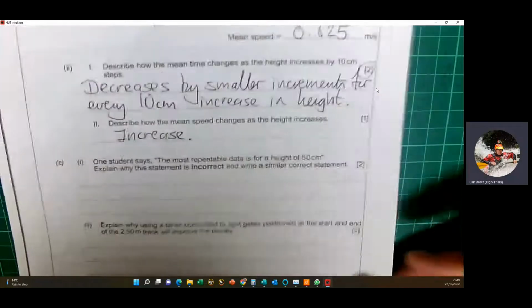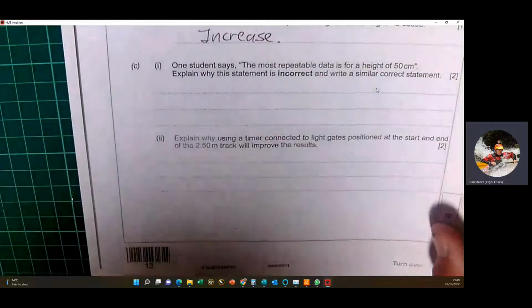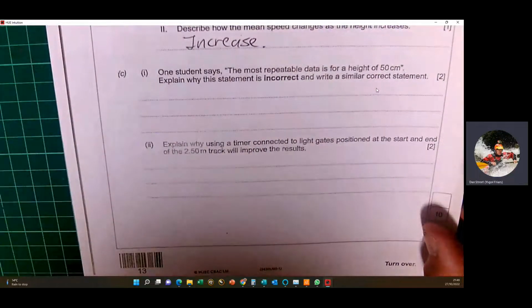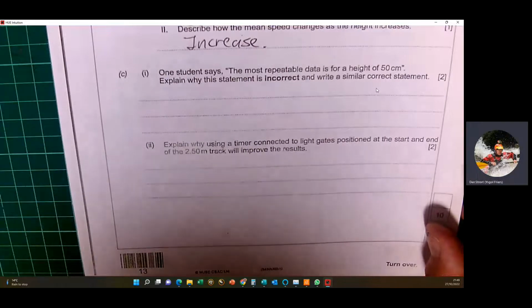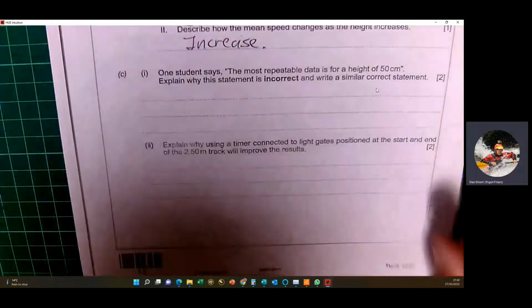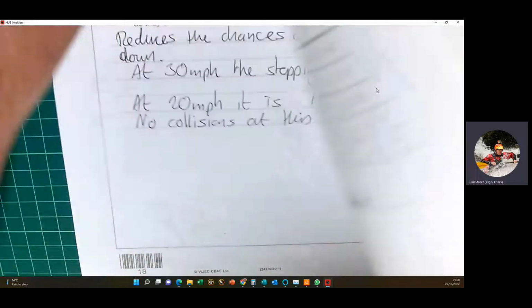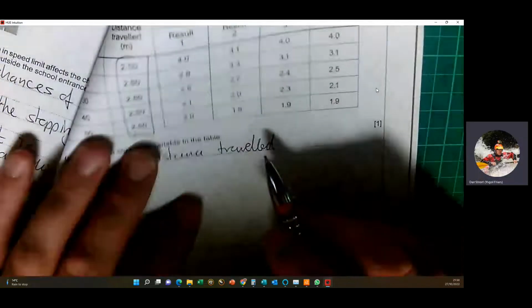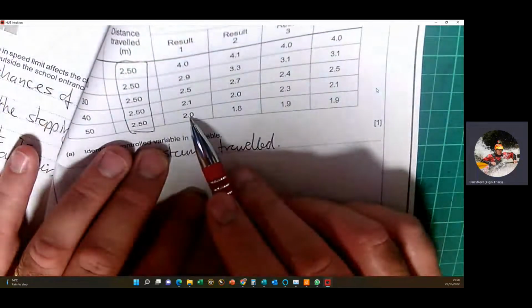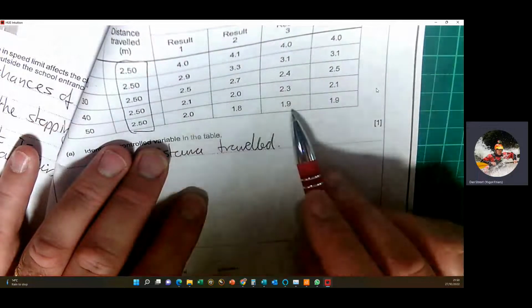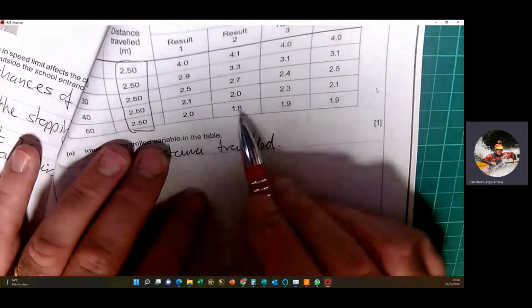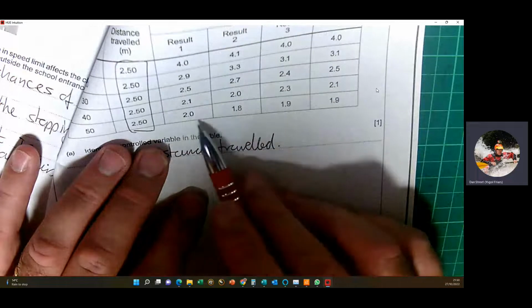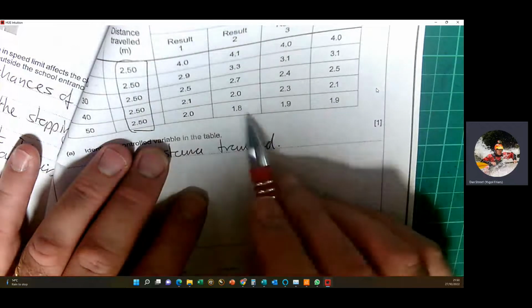Okay. Now in part C, one student says the most repeatable data is for the height of 50 centimeters. Explain why this statement is incorrect and write a similar correct statement. Okay, so if we have a look at that data, 50 centimeters, we can see that we've got 2 seconds, 1.8 and 1.9. So the difference between the highest and the lowest is 0.2 of a second, which might not seem a lot, but it is actually a 10% range. Okay, so it's a big range for those numbers.